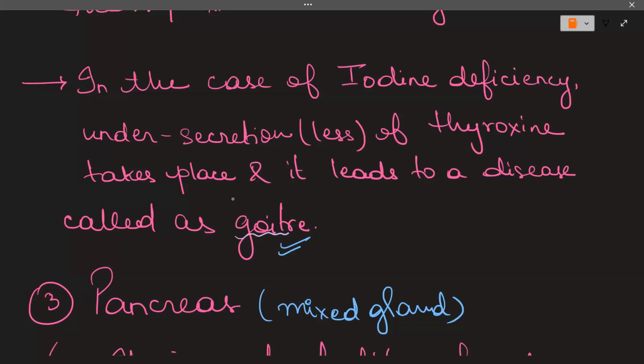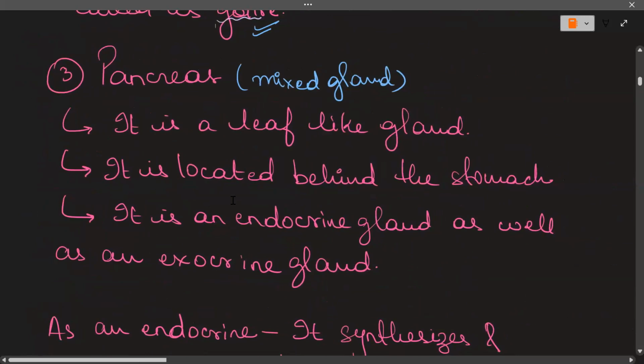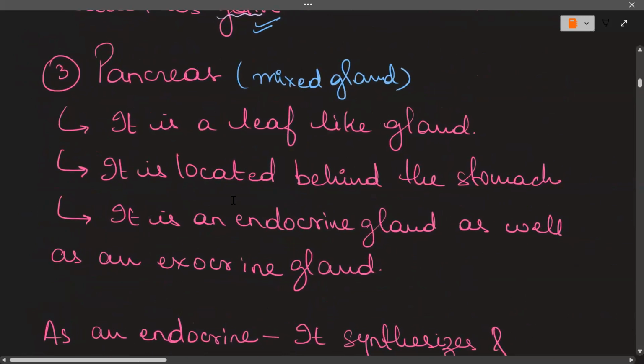All right. Now let us talk about the pancreas. This is the only gland in the whole list of glands that we are studying that is known as a mixed gland. Why? Because it behaves like an endocrine gland and also like an exocrine gland. The pancreas has both functions, so we call the pancreas a mixed gland.